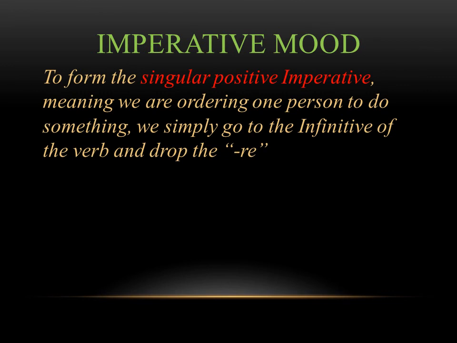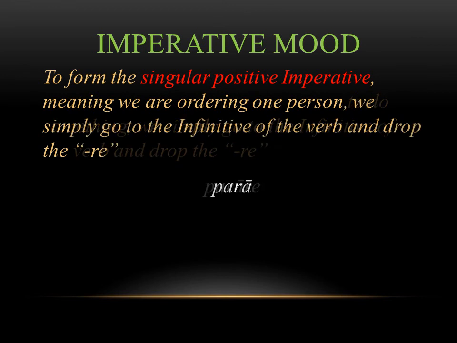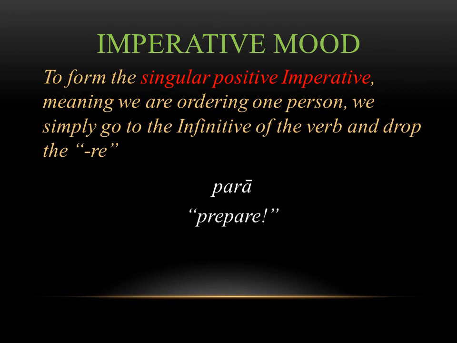To form the singular positive imperative, meaning that you're ordering one person to do something, you simply go to the infinitive of the verb and drop the re. So for instance, let's take an example of parare, which means to prepare. If we were to drop the re, we would get para, which means prepare in Latin. And again, you'll notice para is also the present stem that we just learned with conjugations. It's the exact same thing. Para means prepare, and it's singular, meaning you're telling one person to prepare something.